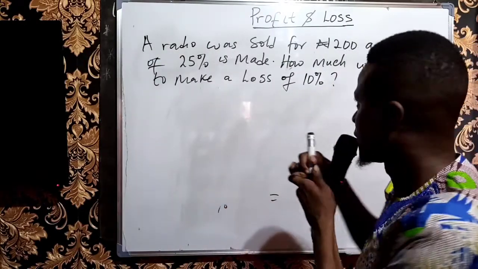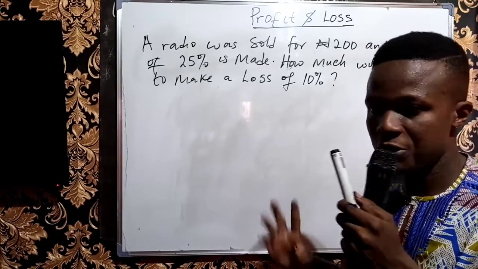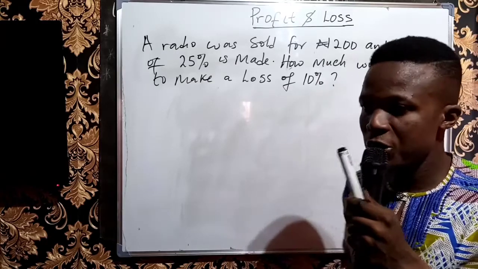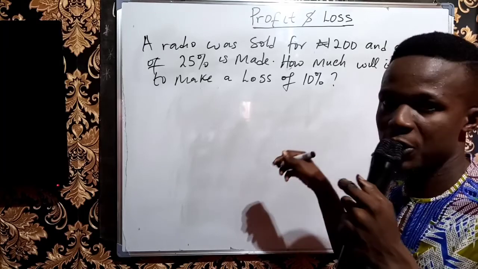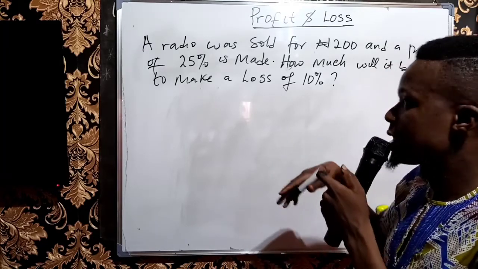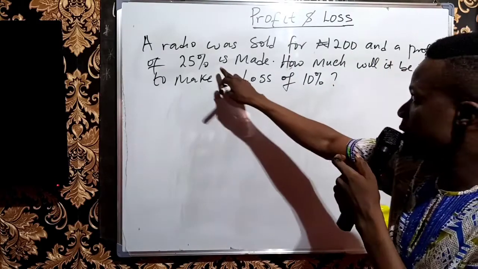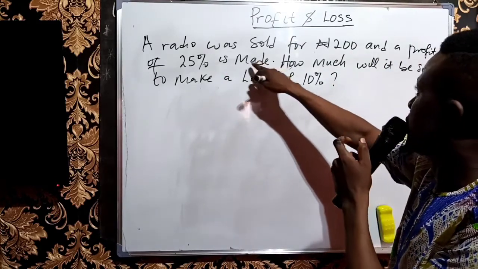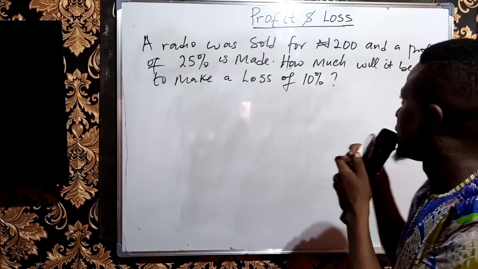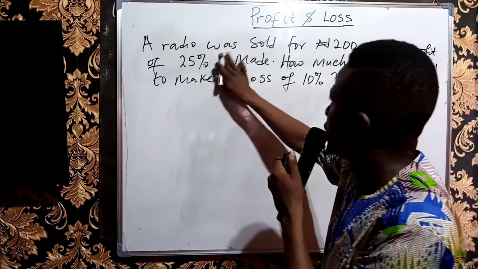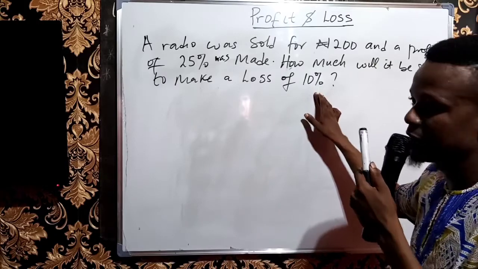Okay, so take a look at this question. It's mind-blowing, though very simple, but if you don't know this shortcut I'm going to give you, it will become very tedious for you to get this particular question. So the question says that a radio was sold for 200 naira and a profit of 25% is made. How much will it be sold to make a loss of 10%?